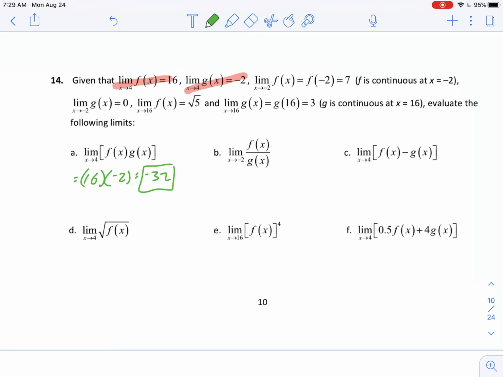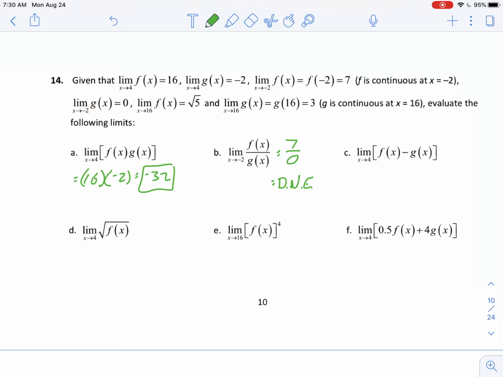For part B, the limit as x approaches negative 2. So now I'm focusing on this one and this one. So I can write this as the quotient. The limit as x approaches negative 2 of f of x is 7 over g of x, which is 0. So 7 divided by 0 does not exist. This is not the indeterminate form because it's not 0 divided by 0. It does not exist.